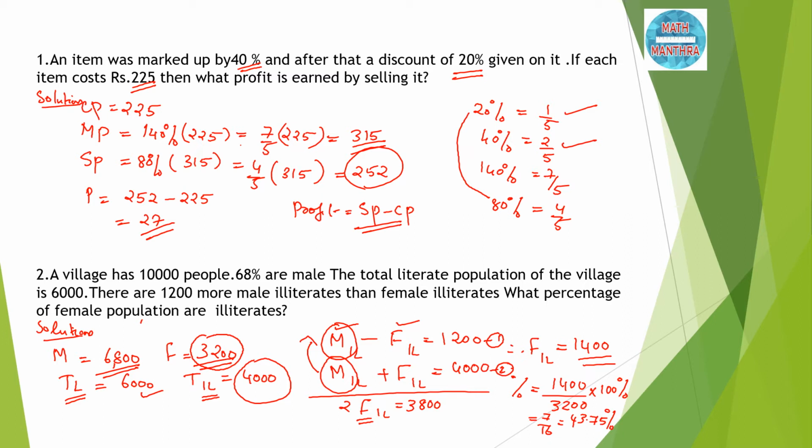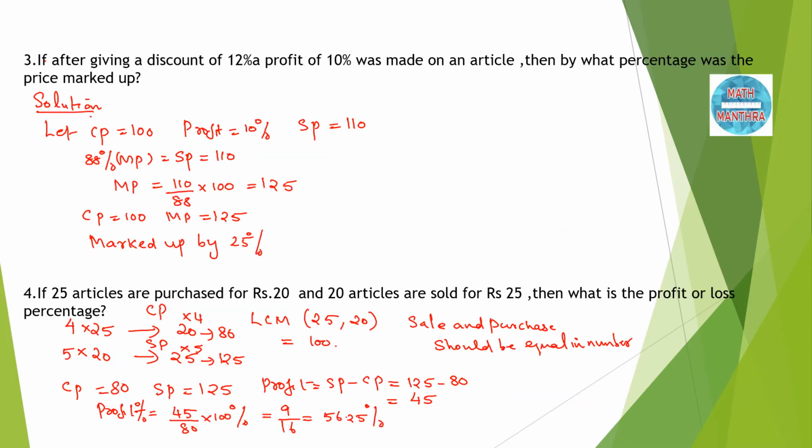14 by 32, which is 7 by 16, and 7 by 16 from the conversion table you should know that it is 43.75%. So conversion tables are very important in problem solving, especially all questions under percentages, profit and loss. So learn the conversions properly. So that's for the second question. Now let's see the remaining questions.